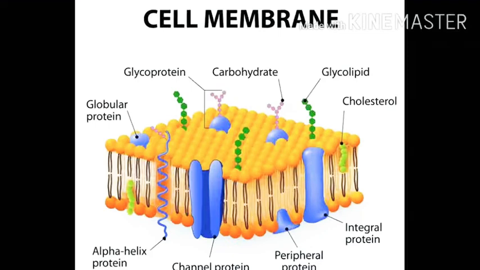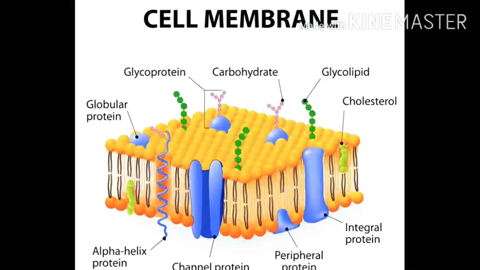Some substances like carbon dioxide or oxygen can cross the cell membrane by a process called diffusion, as we discussed in the previous class regarding diffusion. Diffusion is the spontaneous movement of a substance from a region of high concentration to a region of lower concentration. Diffusion plays an important role in gaseous exchange between the cell and its external environment.